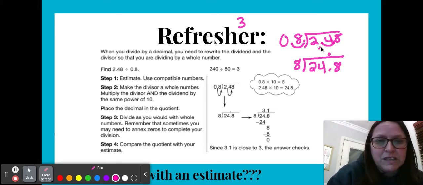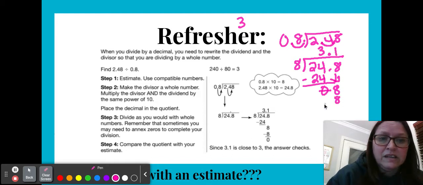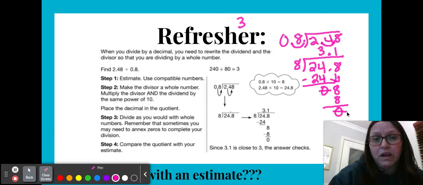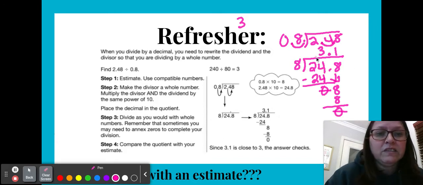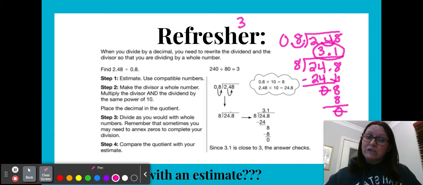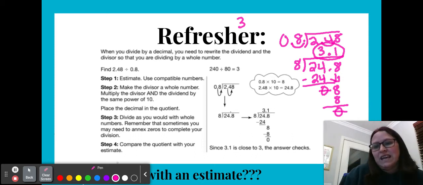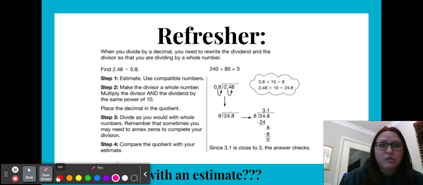8 goes into 24 3 times. 3 times 8 is 24. 24 minus 24 is 0, but now I need to bring down my 8. 8 goes into 8 one time. 1 times 8 is 8. 8 minus 8 is 0. And I'm done. So my answer would be 3.1. 3.1 is close to my estimate, which was 3. So why do I always need to estimate? In reality, the reason I need to estimate is it gives me an idea of what my answer should be.